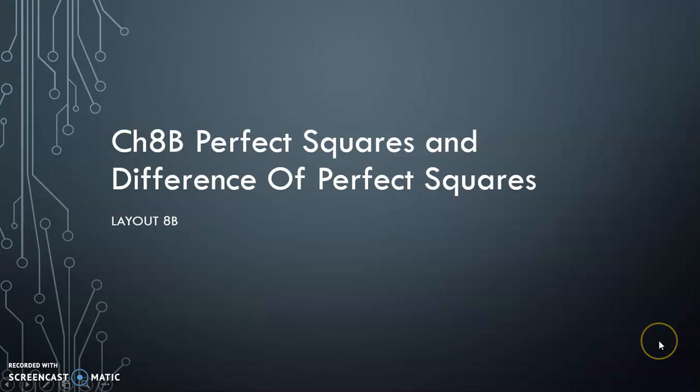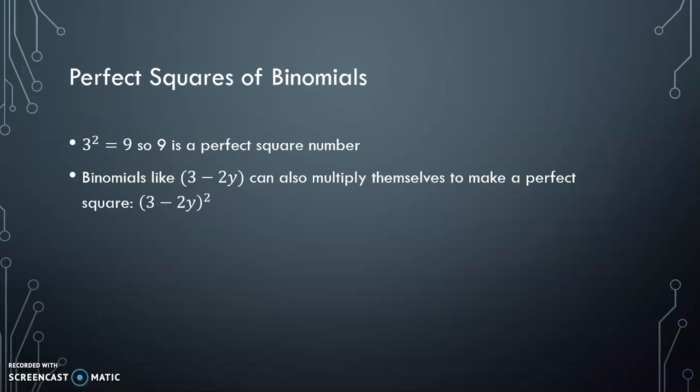Chapter 8B, Perfect Squares and Difference of Perfect Squares. When a prime number like 3 is multiplied by itself, the product, 9 in this case, is a perfect square number. Binomials like, for example, 3 take away 2y, can also multiply themselves to make a perfect square. So we also call a bracket squared a perfect square.